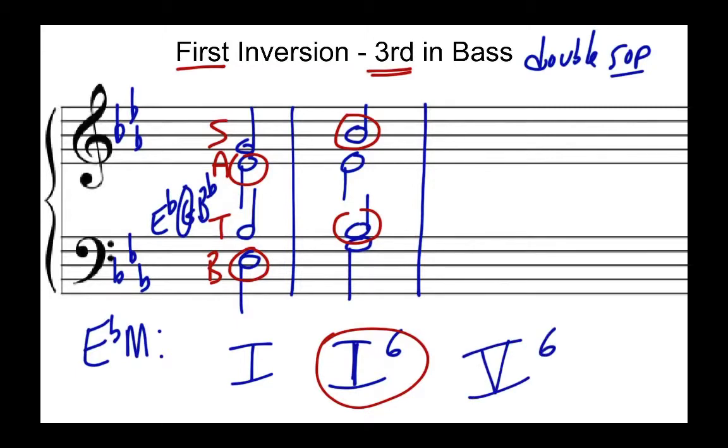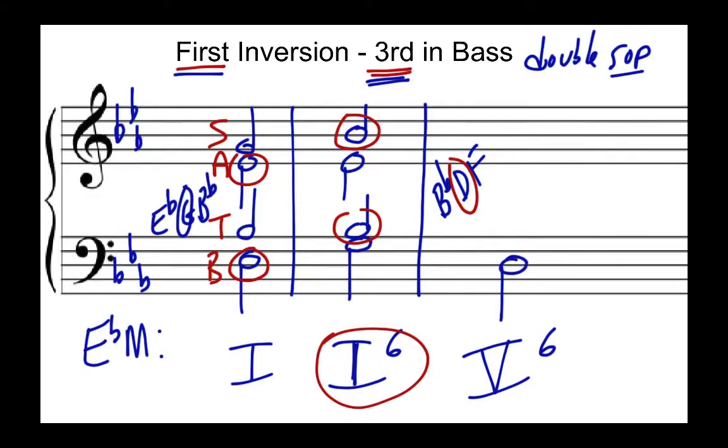Again, for it to be first inversion, we have to have the third of the dominant chord in the bass. The dominant chord is the chord built on the 5th scale degree, and in the key of E flat major, the 5th scale degree is B flat. So it would be spelled B flat, D, F. We're going to put the third, the D, in the bass. So here it is, D.